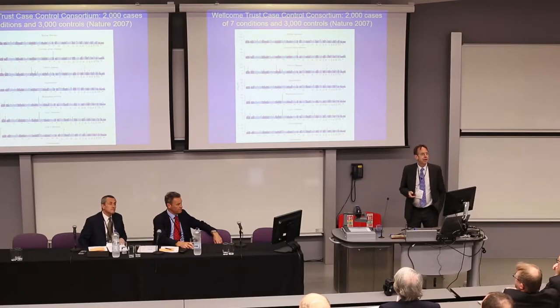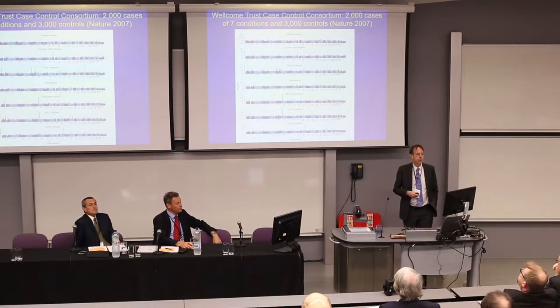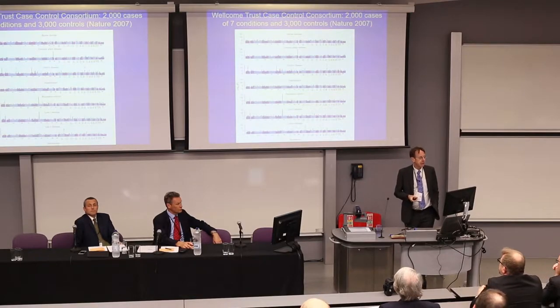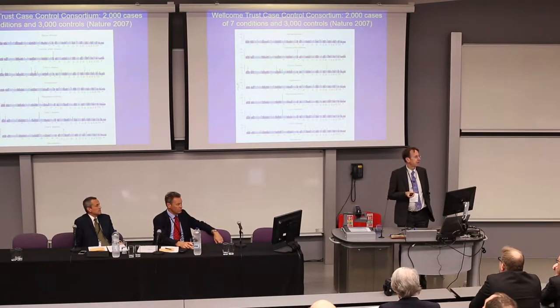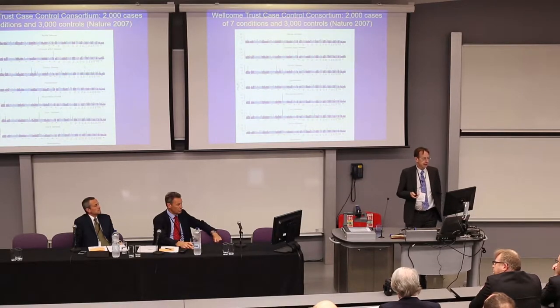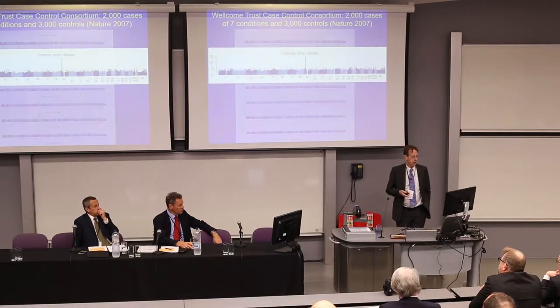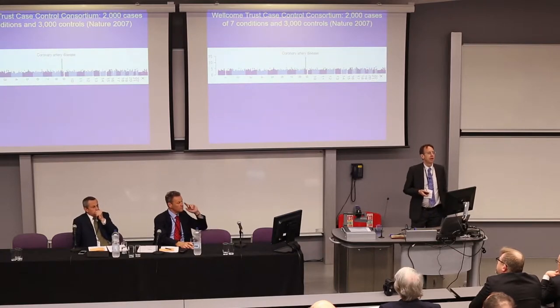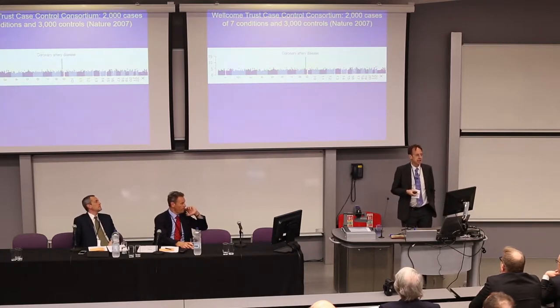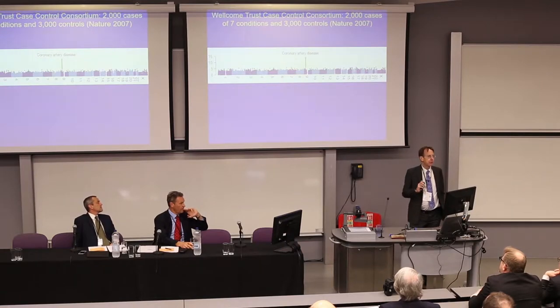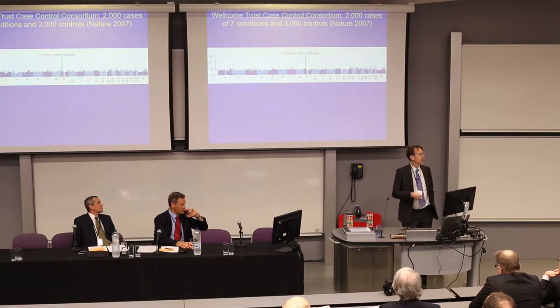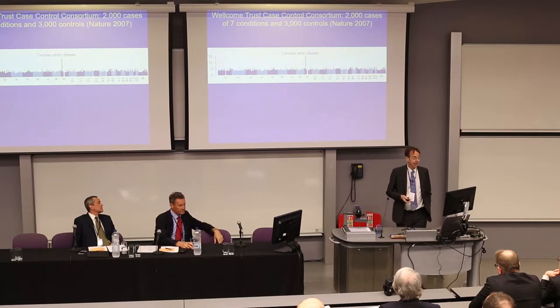If we take the poster child of the GWAS studies, the Wellcome Trust Case Control Consortium, where they took seven different conditions, 2,000 cases of each and 3,000 controls, one gets a sense of how lucky we were. In coronary artery disease, there was one hit, with 2,000 cases and 3,000 controls. If we'd been a little unluckier and that one hadn't come through, then maybe there wouldn't have been more funding in this area.